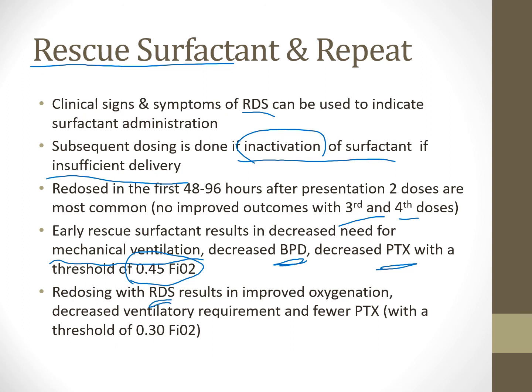Redosing with RDS, so this is babies that already developed respiratory distress syndrome, has been shown to improve oxygenation. And now you might ask here, and this is just a little spot, I've had people ask this before: if it improved oxygenation in a neonate that had something similar to ARDS, why couldn't they do this with adults? Well, they've tried that, and I think most of those studies were done in the late 80s, if I'm remembering right, and it didn't show any statistical significance.